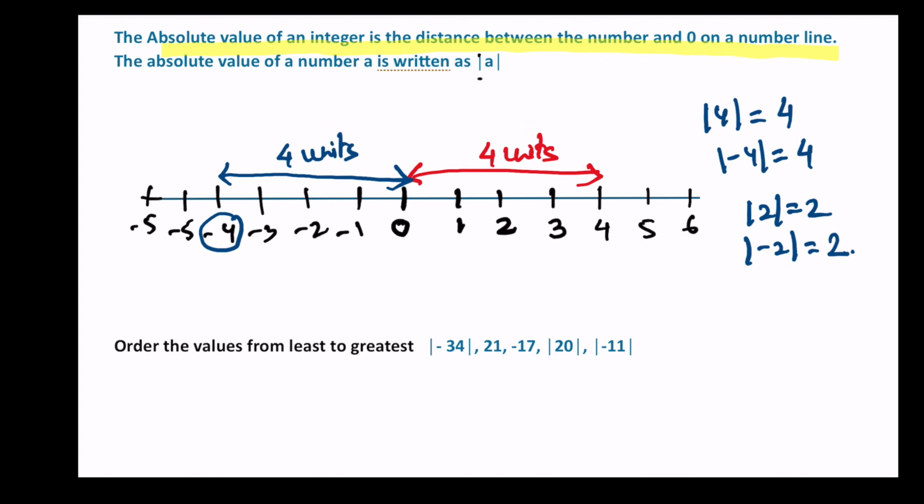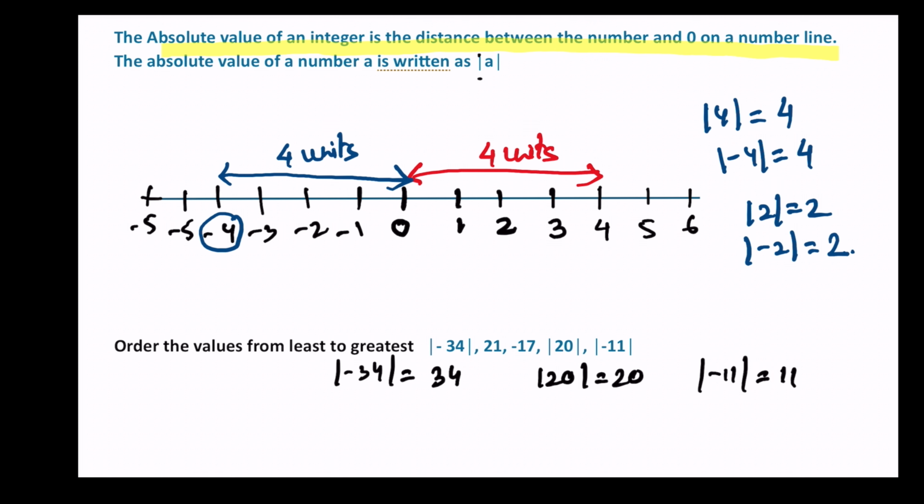Let's go through this problem. Order the values from least to greatest: absolute value of minus 34, 21, minus 17, absolute value of 20, absolute value of minus 11. Step 1. Let's convert all these absolute values to real numbers. So the absolute value of minus 34 is 34. Absolute value of 20 is 20. Absolute value of minus 11 is 11.